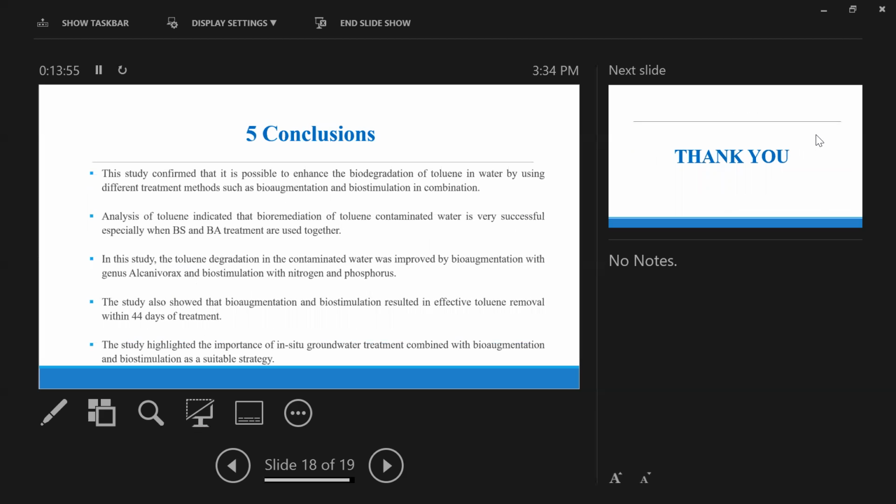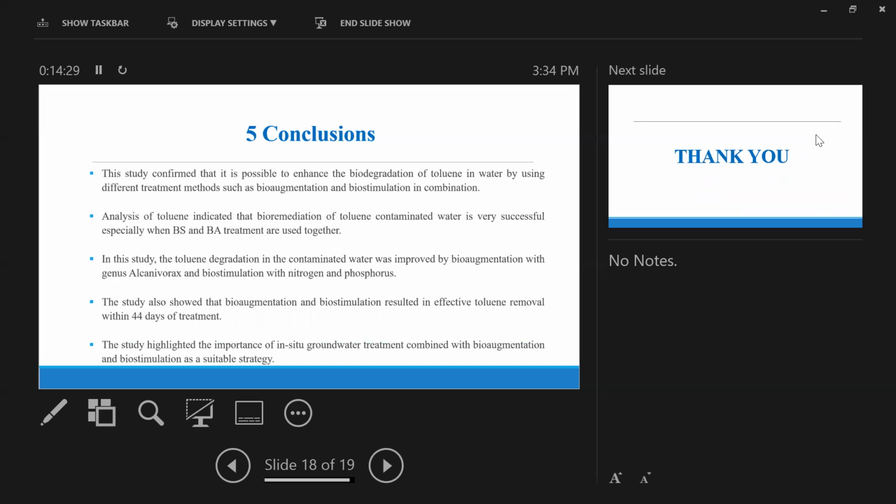Conclusions. Our study confirmed that it is possible to enhance biodegradation of toluene in water by using permeable reactive barriers with the process of bioaugmentation and biostimulation combined. As microorganisms, we use Alcanivorax. That's the name of the bacteria responsible for hydrocarbon biodegradation.